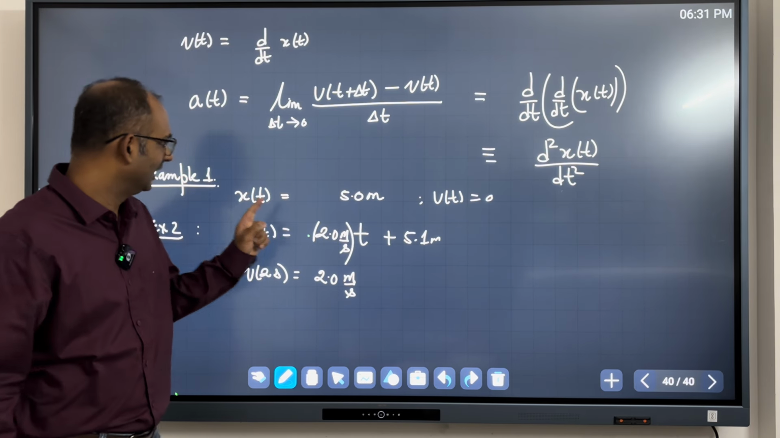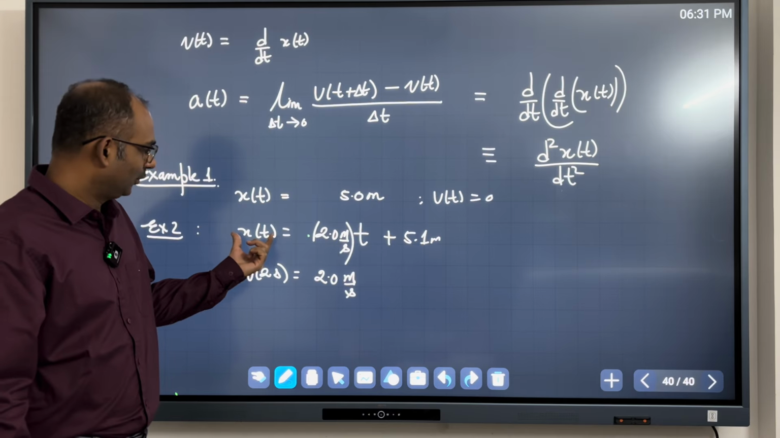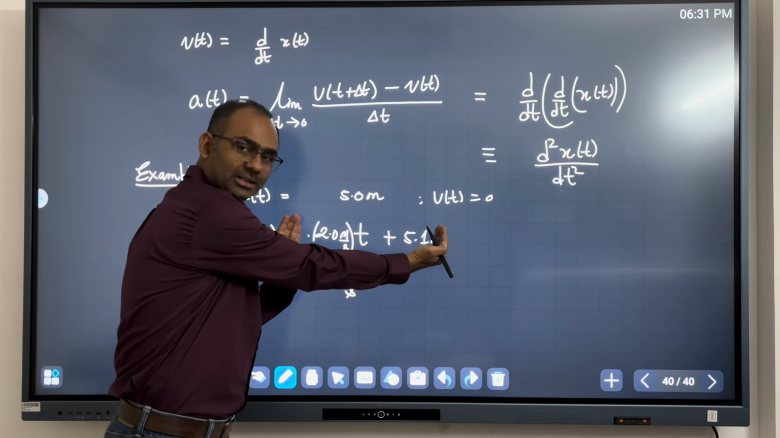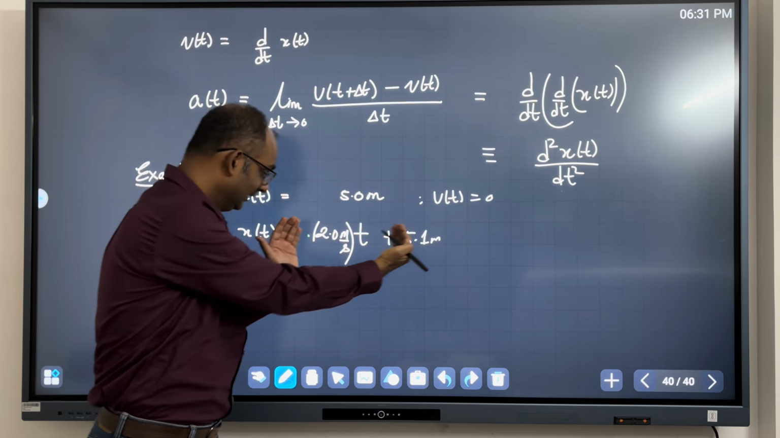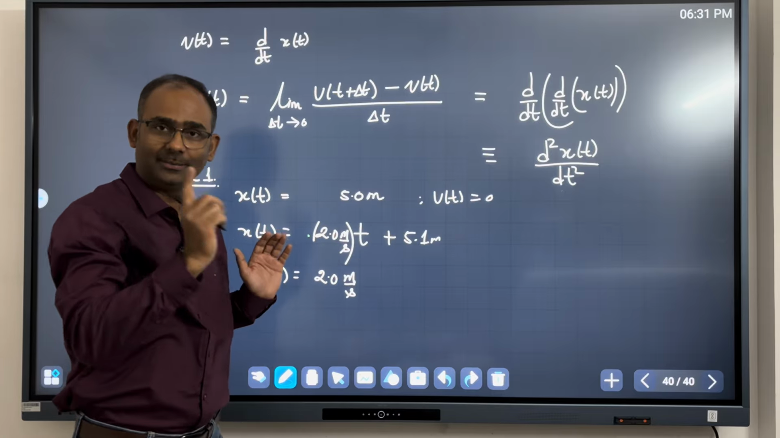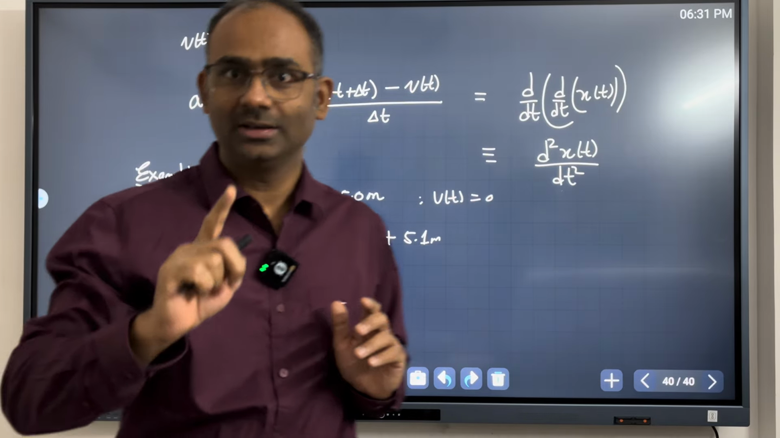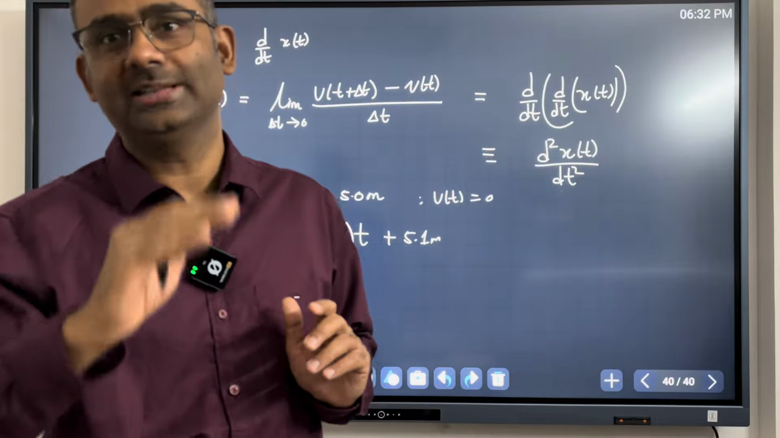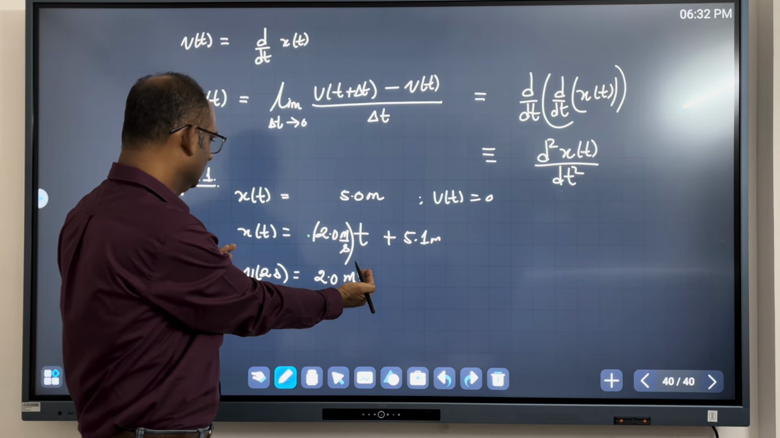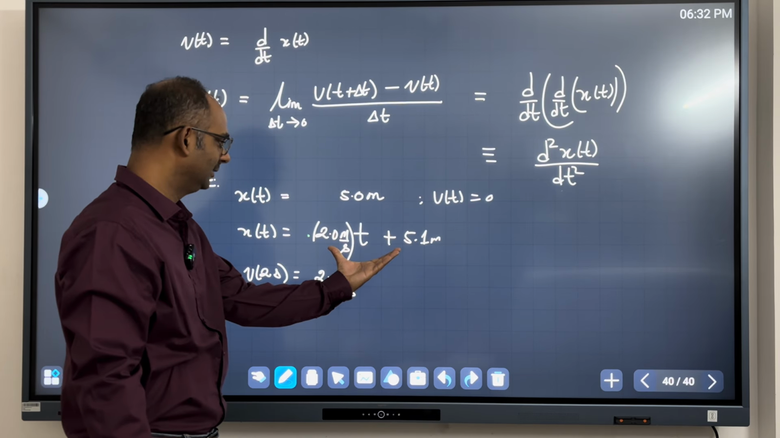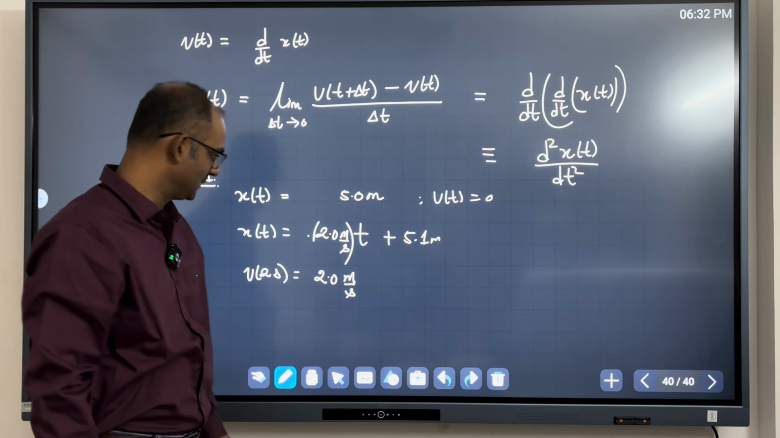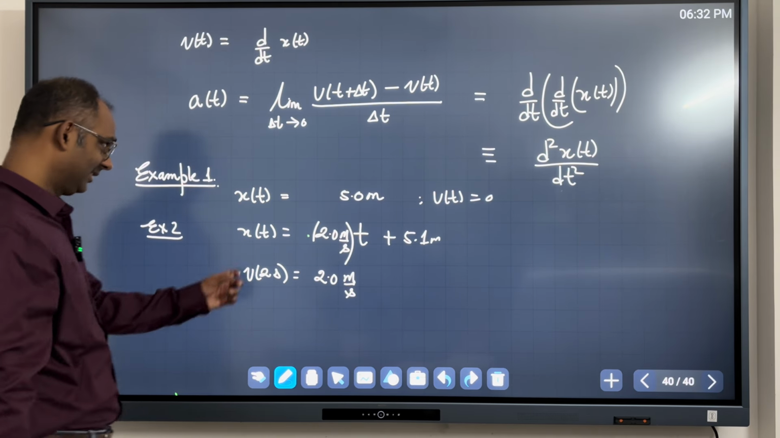So you see here, if the position changes linearly in time, that's the linear expression, then the velocity of the object is constant. If I say speed by mistake, you should mentally replace it by velocity. I am talking about velocity. So linear dependence in time of the position gives you constant velocity. Is that okay? Let's ask about its acceleration.